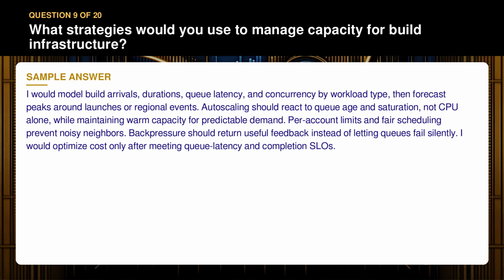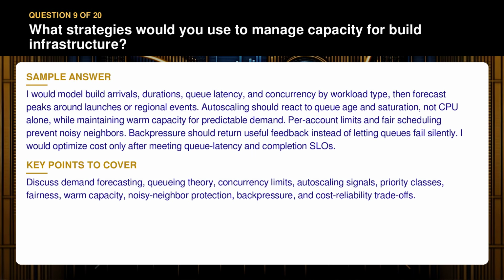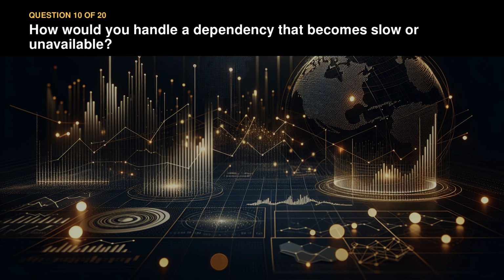I would optimize cost only after meeting queue latency and completion SLOs. Discuss demand forecasting, queuing theory, concurrency limits, autoscaling signals, priority classes, fairness, warm capacity, noisy neighbor protection, backpressure, and cost reliability trade-offs. Question 10. How would you handle a dependency that becomes slow or unavailable?